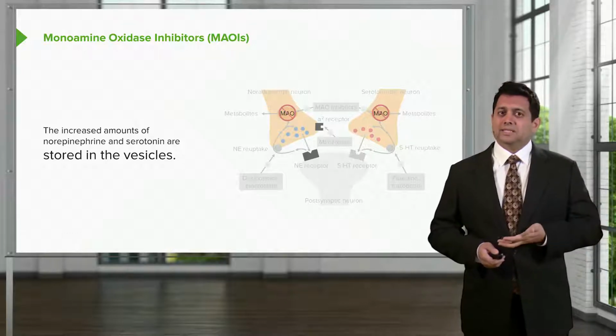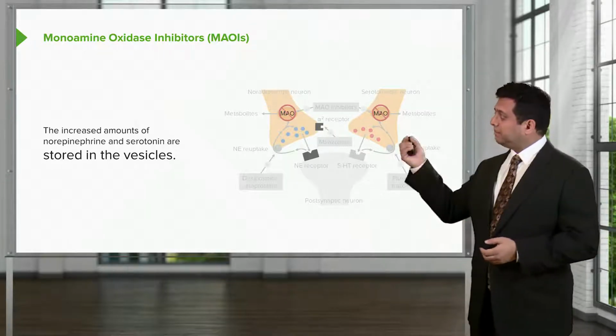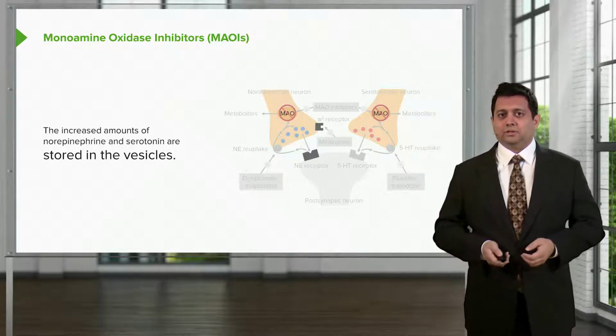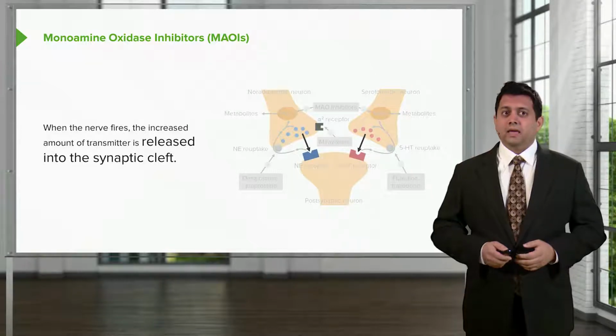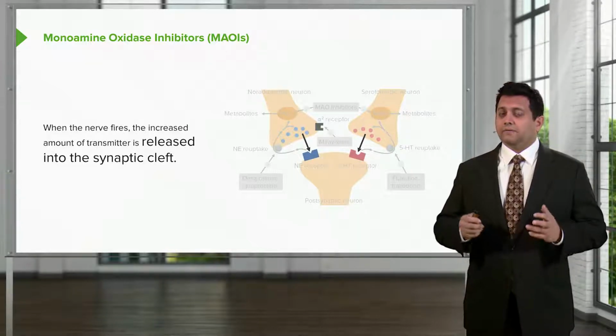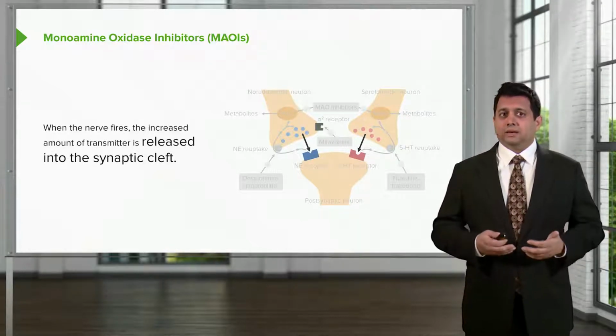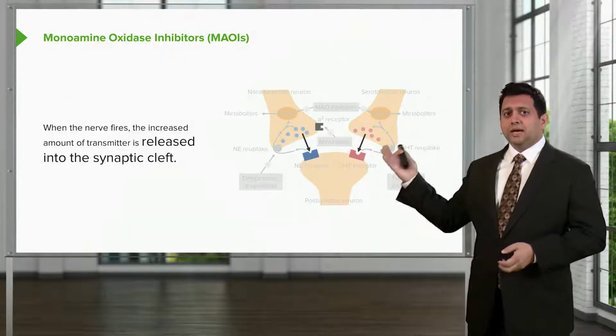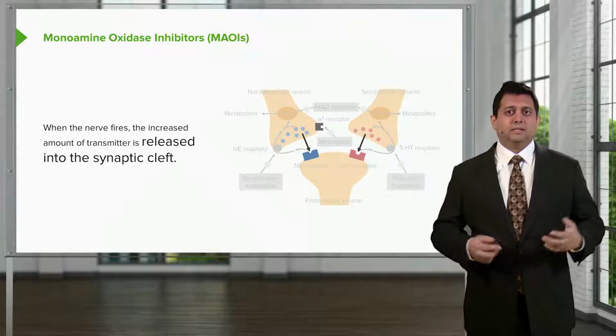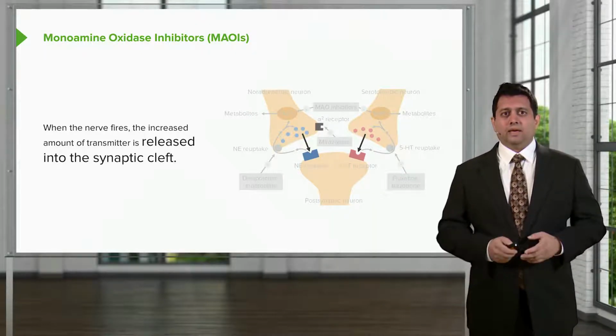So vesicles is Latin for bag. So they have little bags of hormone at the end of these nerve terminals, and they become ready for use. When the nerve fibers are firing, the increased amount of transmitter is then released into the synaptic cleft, and so you have more postsynaptic stimulation. That's how MAOs work.